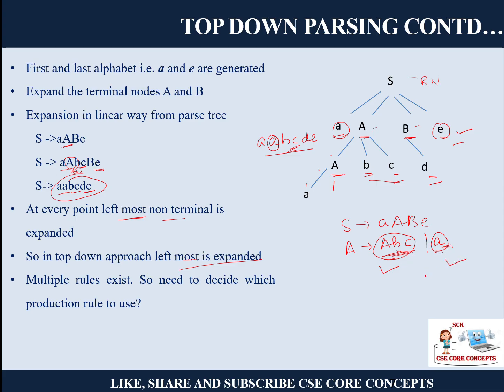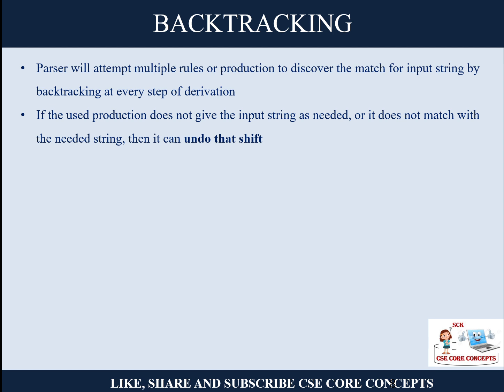This confusion is because there are multiple rules for A. But how will the parser determine which rule has to be used? This is a very important question: when you have multiple rules, how will the system or the compiler decide which rule has to be used?